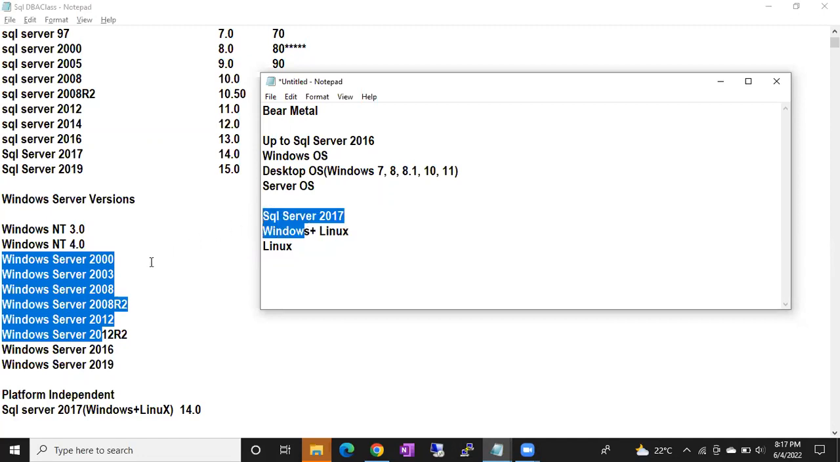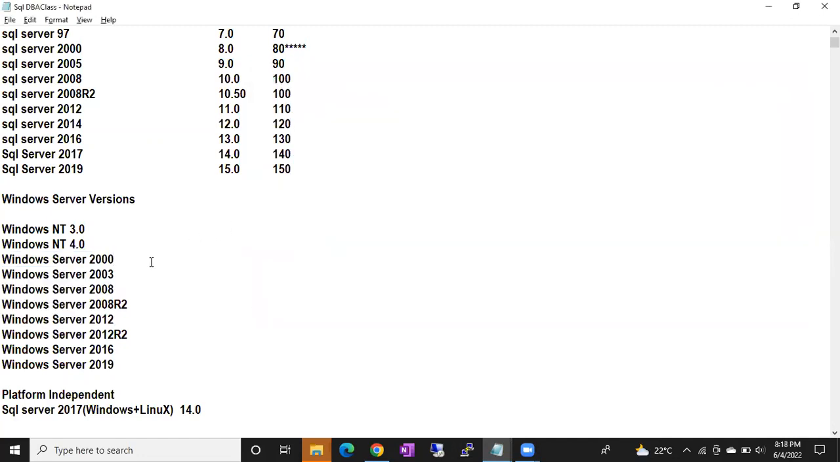On Windows, again, we don't install SQL Server on desktop operating systems. In the organizations, of course, in practice we can install it, but in the organization we don't install SQL Server on desktop operating systems. We'll install only on server operating systems. Why server operating systems? Why not desktop operating systems, guys? Because when compared to desktop operating systems, server operating systems have a lot of features.